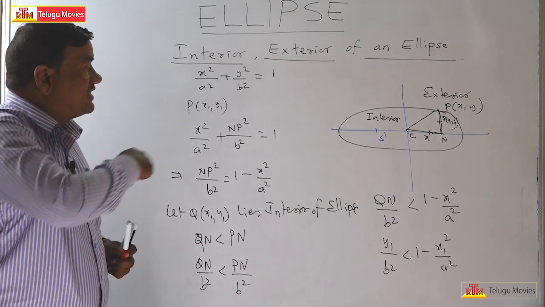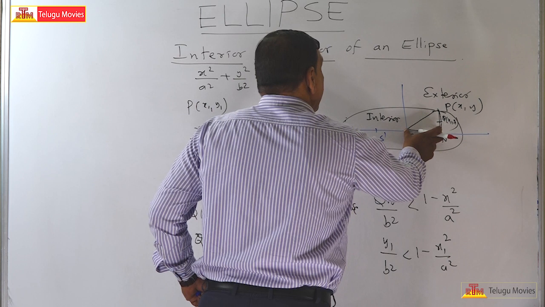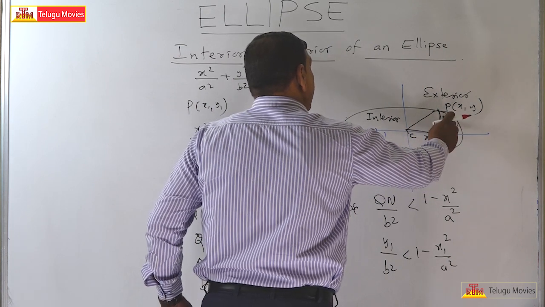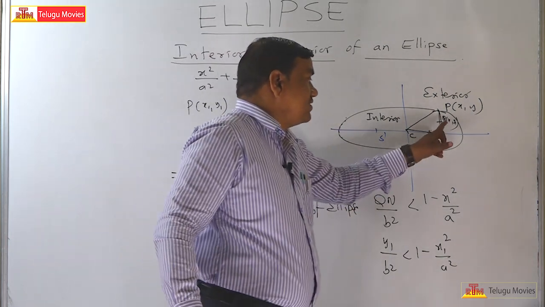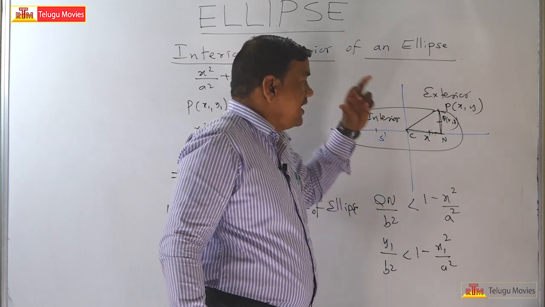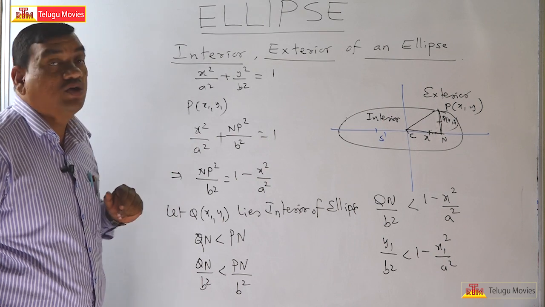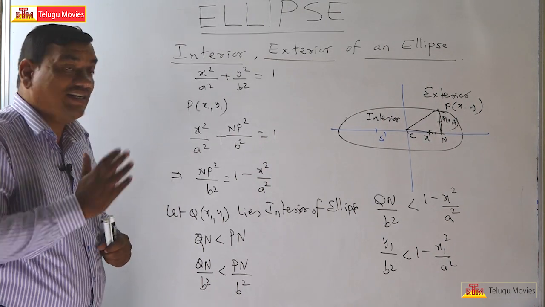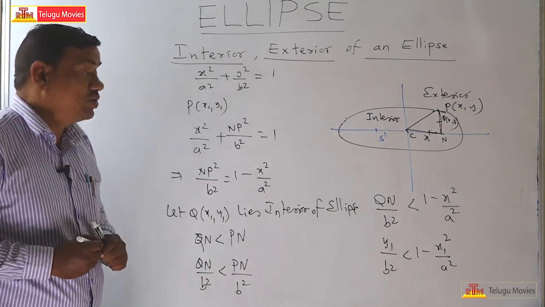Frankly speaking, the x coordinate of Q is x only. Why? Because for P and Q the x coordinate is the same, and only the y coordinate changes. So if you take Q as (x1, y1), we can put it like that, so nothing wrong in it.